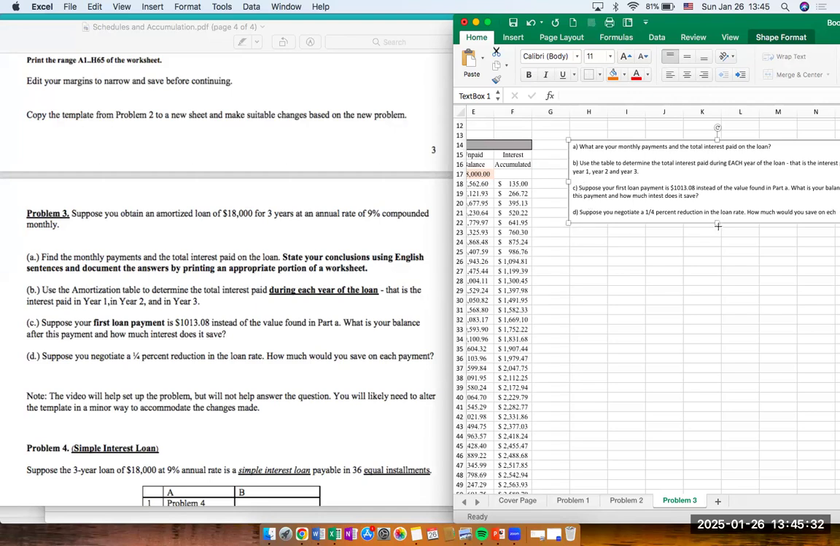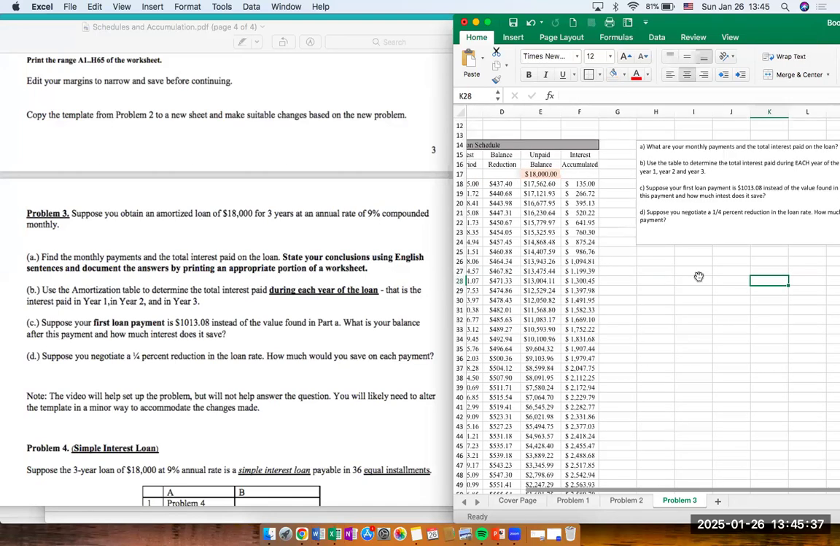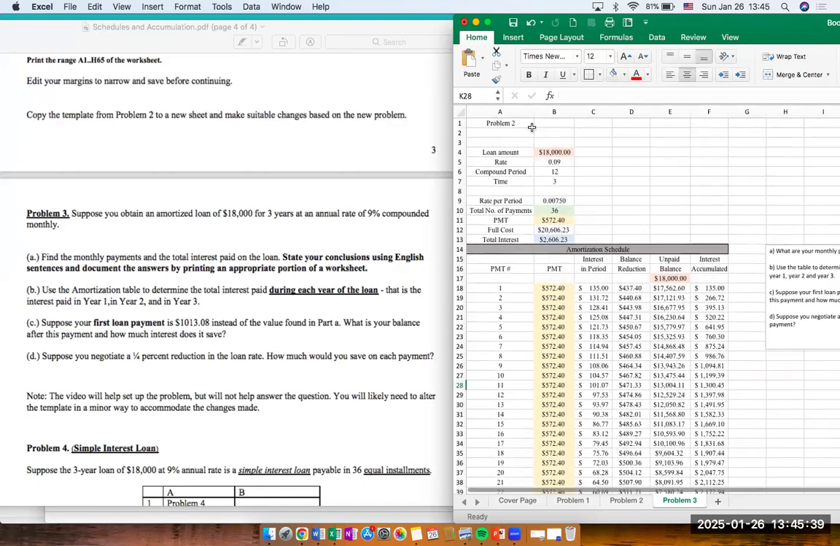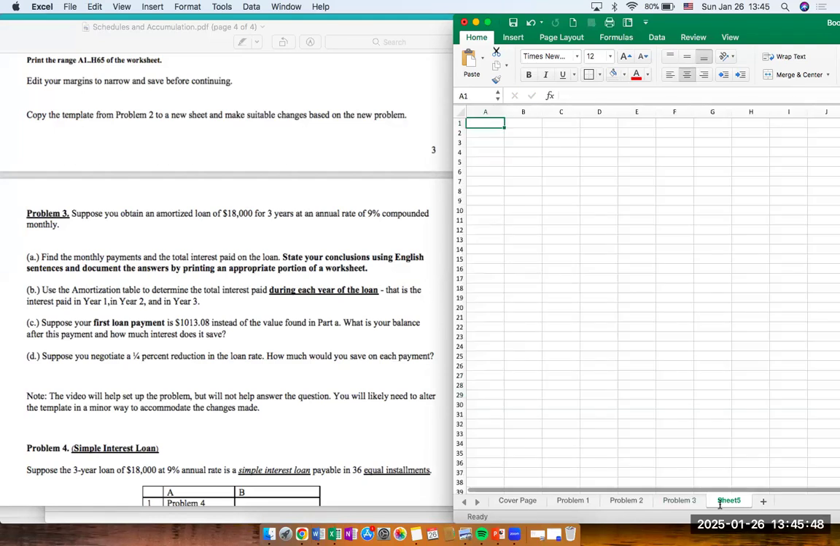And again, I'm not going to walk you through these questions on how to answer them. That is for you guys to work on. We're just walking you through how to set up each problem. And again, I'm going to change this to problem 3. Everything else should coincide pretty nicely. Let's go on to problem 4.